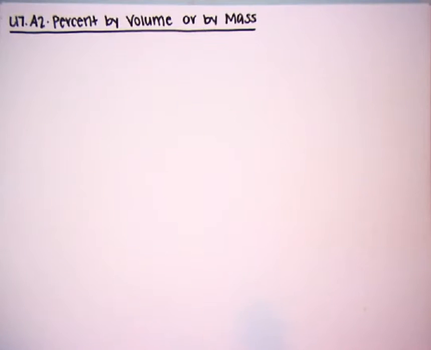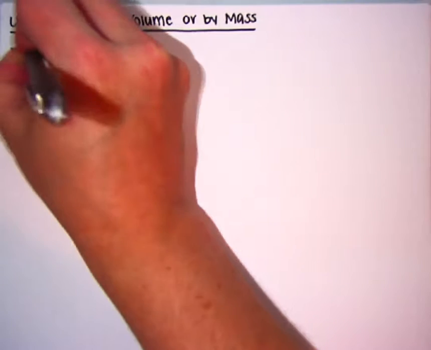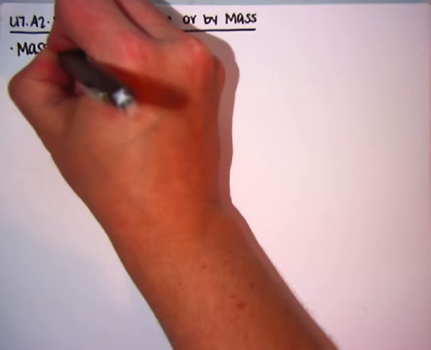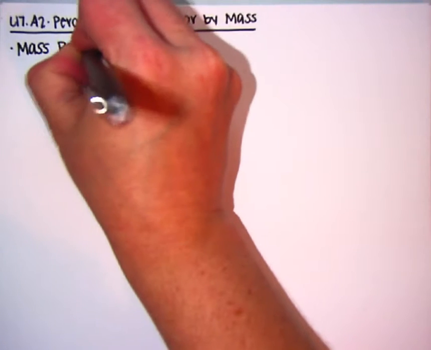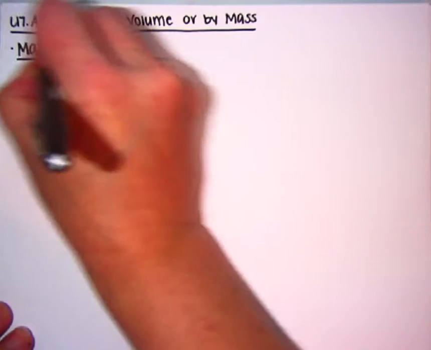In this lesson, we're going to cover Unit 7, Acquisition 2, percent by volume or percent by mass. The nice thing about these two calculations is the equation is the same. The only thing that's going to be different would be the units. So let's start with percent by mass, or mass percent.